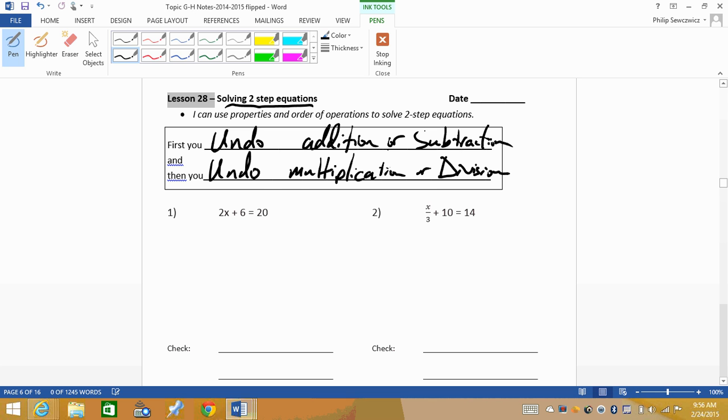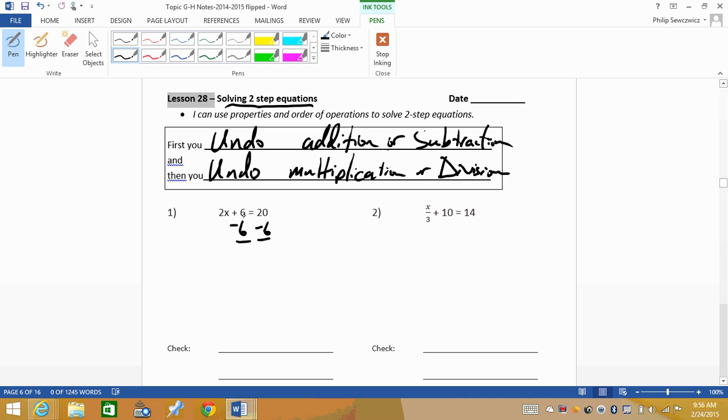Now, again, I know what order of operations says. Order of operations says, hey, you should be doing multiplication and division first, and then any addition or subtraction. But because we are undoing, we need to do the opposite, which means we need to go in the opposite order. So we're still going to start on the same side with the variable first. So that is our left-hand side. I see my 2x that's there. But I do notice I am adding a 6. So to undo, we are going to subtract 6 from both sides.